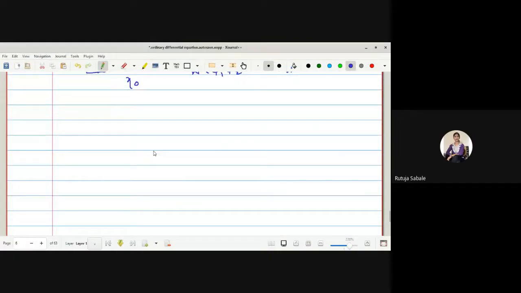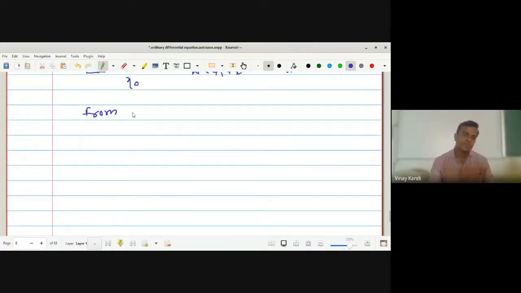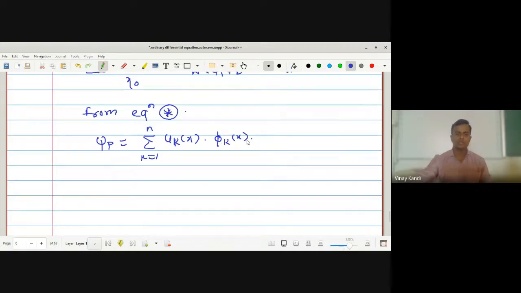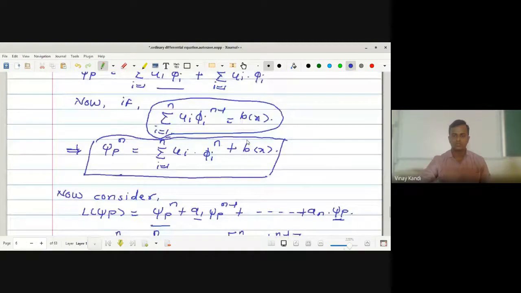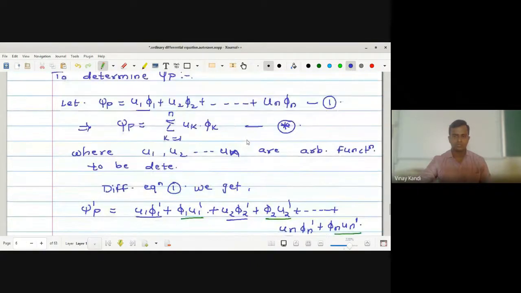Hence from equation star we have psi p is equal to summation k running from 1 to n, uk of x into phi k of x. Now look at it here. What is the psi p? Equation star. What is psi p here? Psi p is not yet found. So this is the value of psi p, summation k running from 1 to n of uk into phi k.